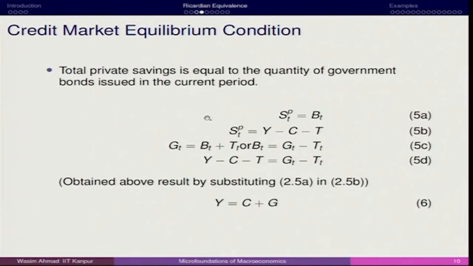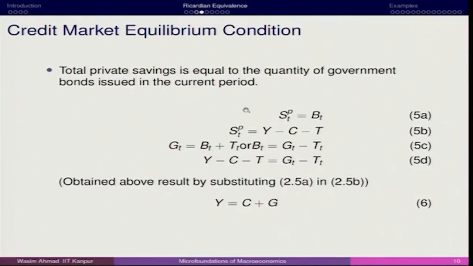Now, the credit market equilibrium condition. In most cases, if you think about private savings, what does it consist of? If I am talking about private savings, this is how the government is going to calculate it.